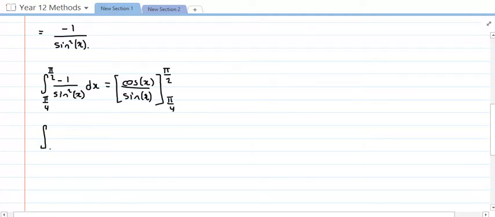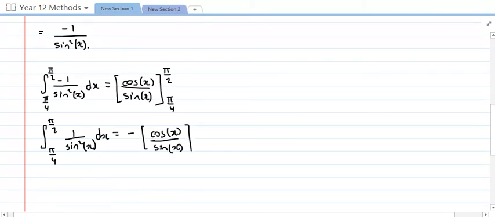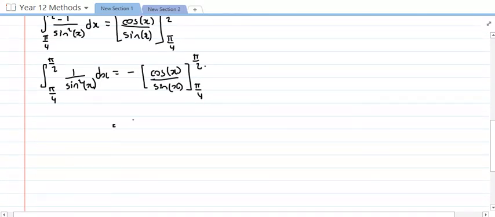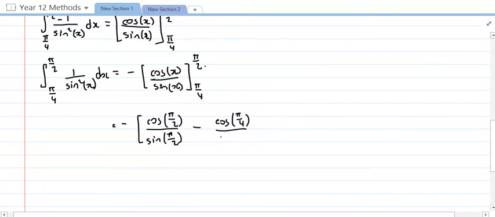So lastly, the antiderivative between pi on 4 and pi on 2 of 1 over sin squared x dx is equal to negative out the front of cos x over sin x between pi on 4 and pi on 2. And lastly, I just need to sub those values in. So that is negative out the front of cos of pi on 2 over sine of pi on 2. And I'm going to minus cos of pi on 4 over sine of pi on 4.